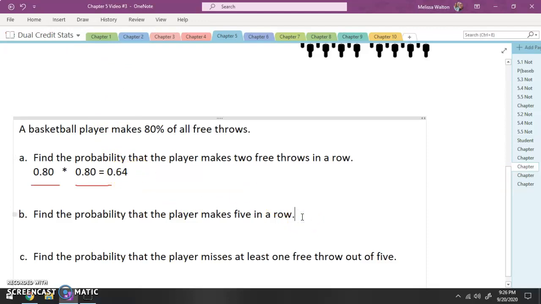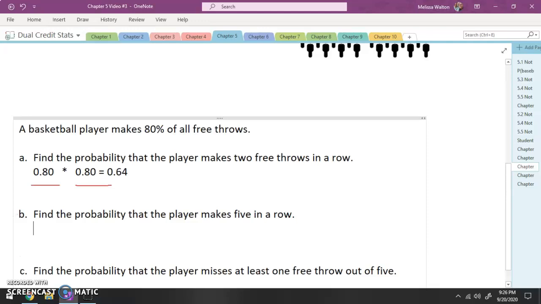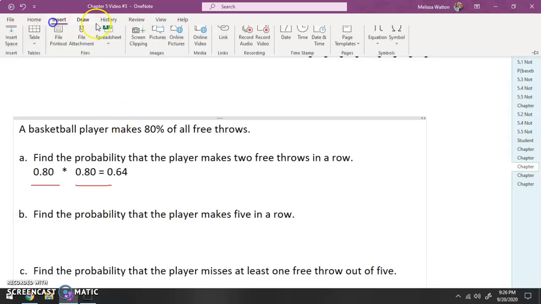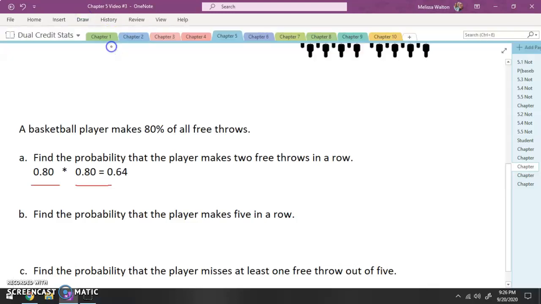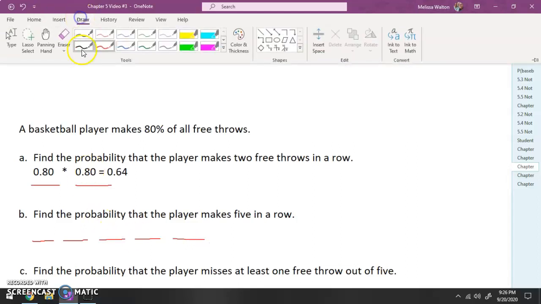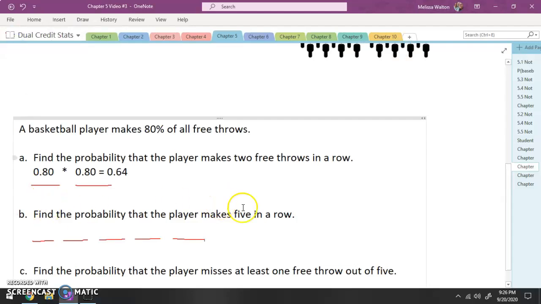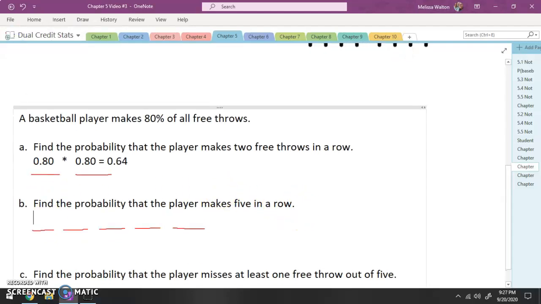All right, let's go a little further here. I'm going to go ahead and draw this all out, and then I'm going to remind you guys of exponents. It'll make things a little bit easier. But we have 5 events: 1, 2, 3, 4, and 5. I want to know the probability that this player makes 5 free throws in a row. So probability of the first one is 80%.